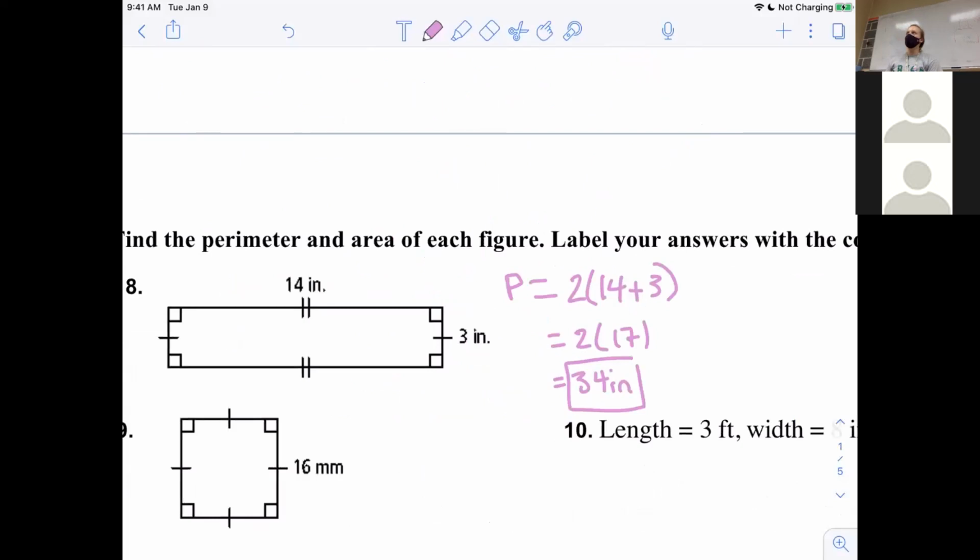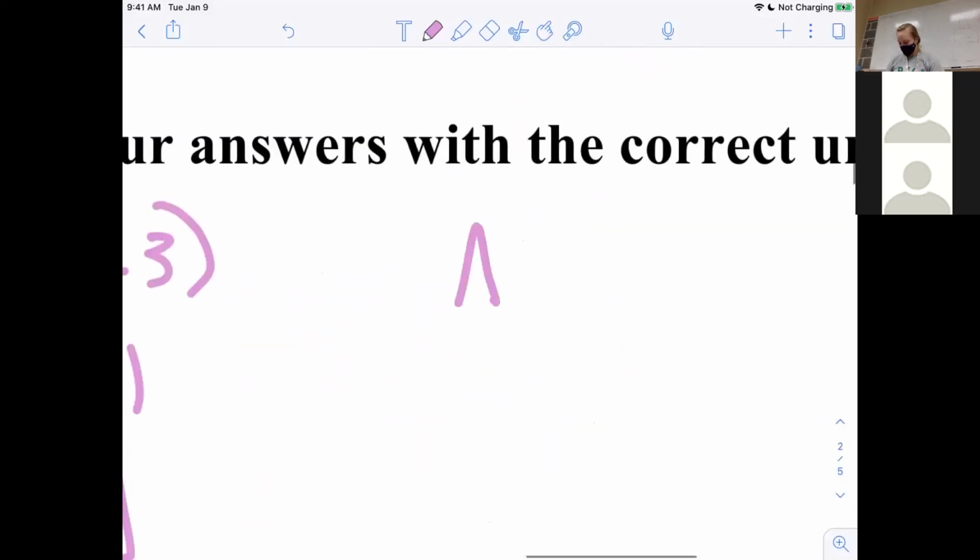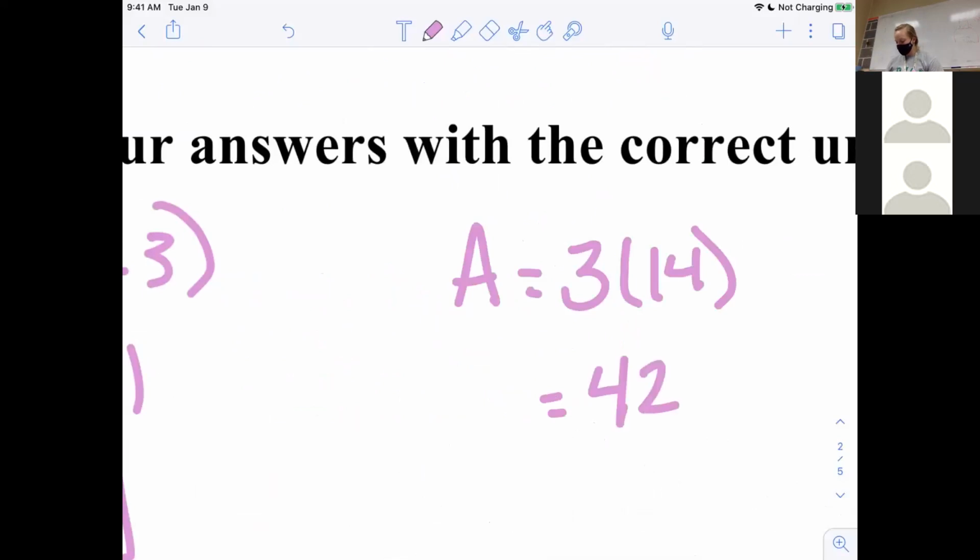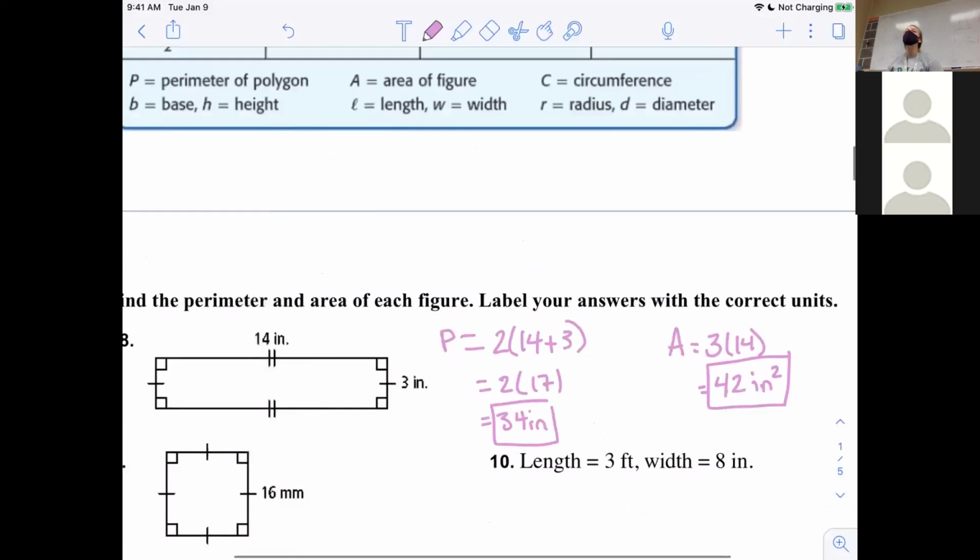Next, I'm going to do area, which is length times width. Ooh, 42 maybe? And area is always in inches squared, or sorry, units squared. And in this case, my unit is inches. Okay, everyone doing good?